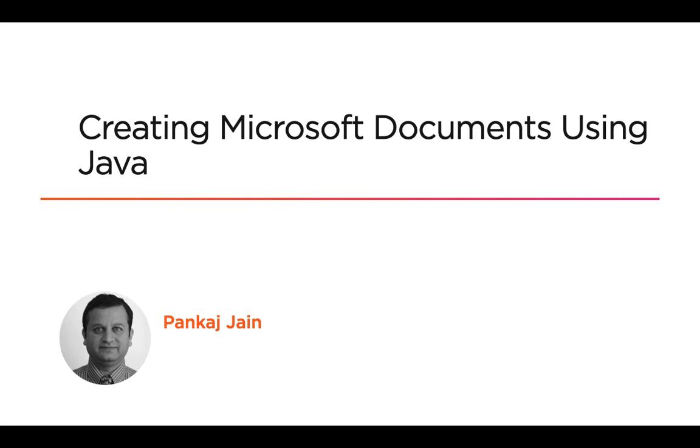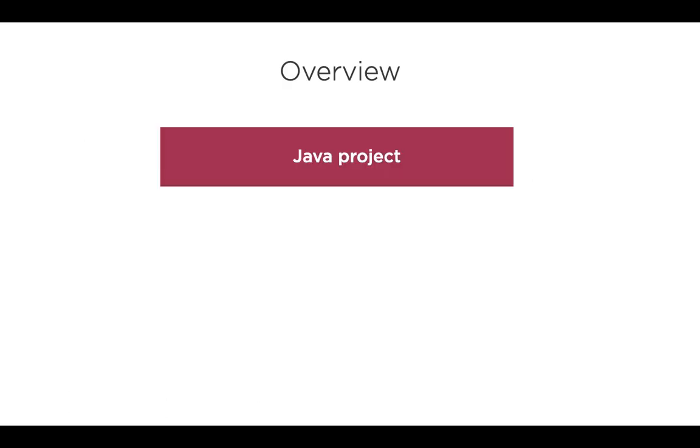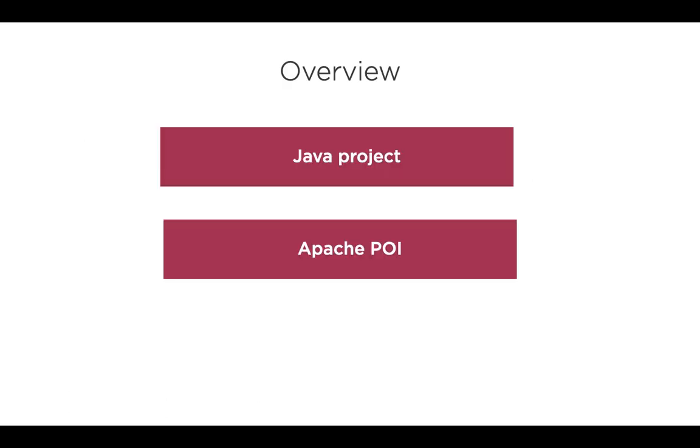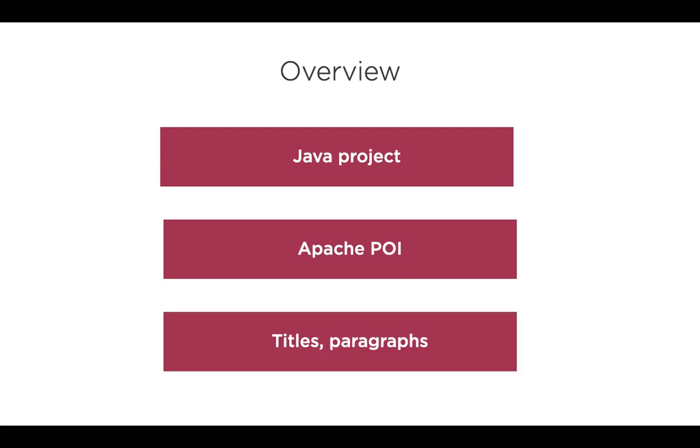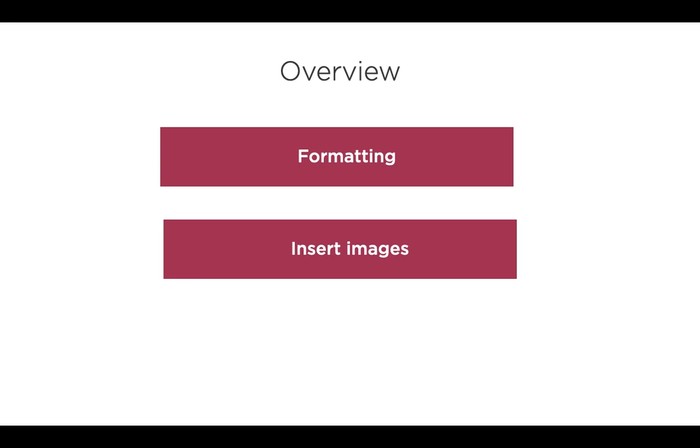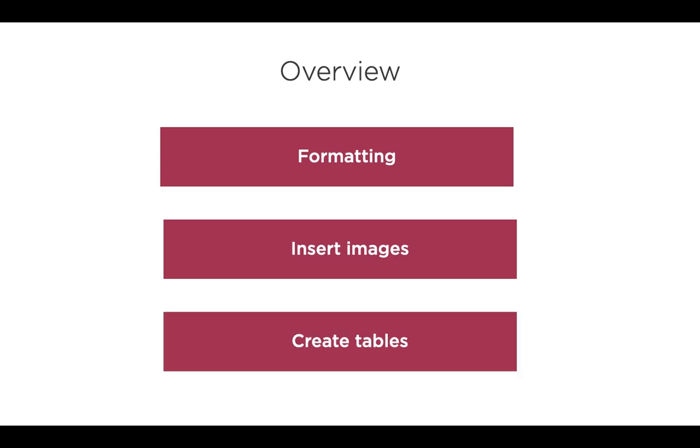Microsoft Word documents are widely used, and being able to create them programmatically using Java can help in many situations. In this video, we will create a Java project from scratch and see how to create Microsoft Word documents using Apache POI, how to create titles, paragraphs, and how to format them. We will see how to insert images, as well as how to create tables programmatically. These should broadly cover the various things we need to have when creating Microsoft documents.